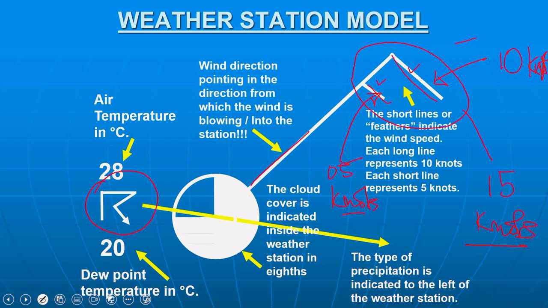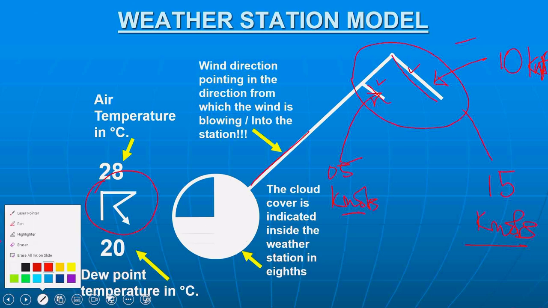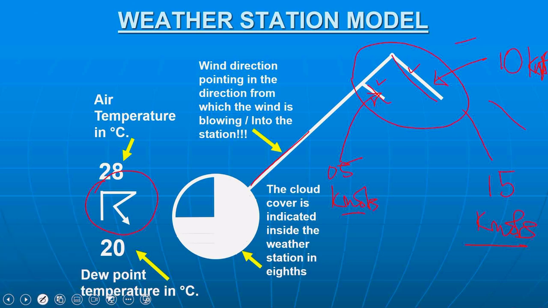When you have wind speed that is higher, you can have the 10 knots there. You can have 20 knots. You can have 30 knots, 40 knots, but we don't really have 50 knots. 50 knots will be substituted by a flag that will be shaded in black. So that is for 50 knots.